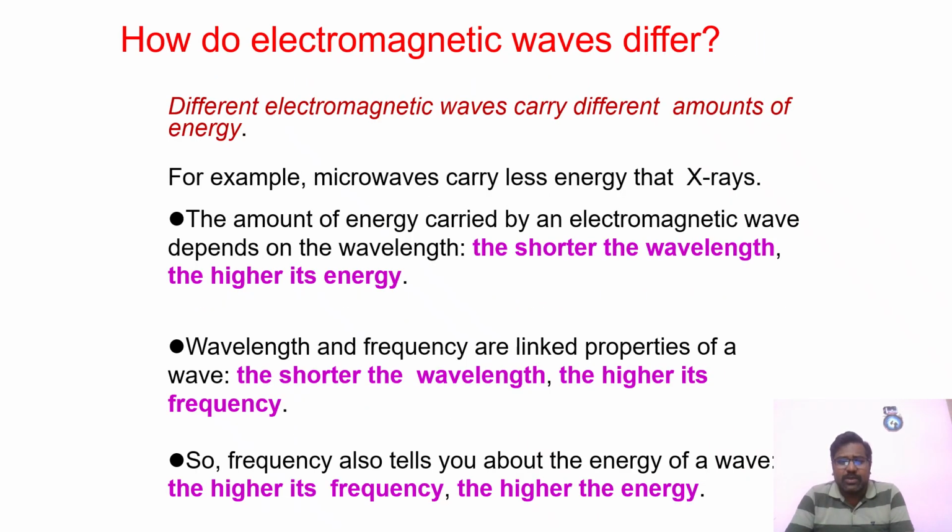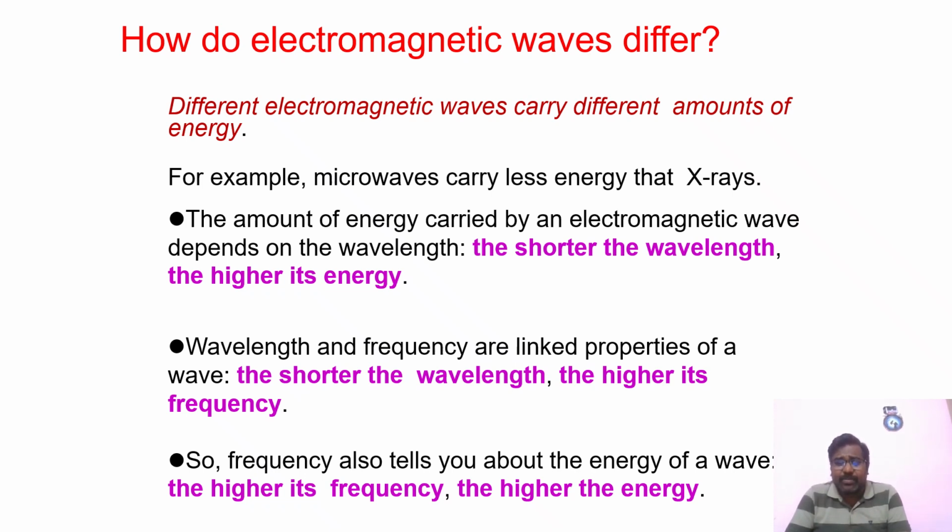So how do electromagnetic waves differ? Electromagnetic waves carry different amounts of energy. Comparing microwaves and X-rays, microwaves carry less energy. So based on the energy, we discuss the electromagnetic waves. The amount of energy carried by an electromagnetic wave depends on the wavelength. That means the shorter wavelength carries higher energy.